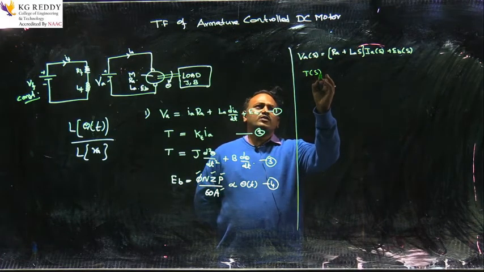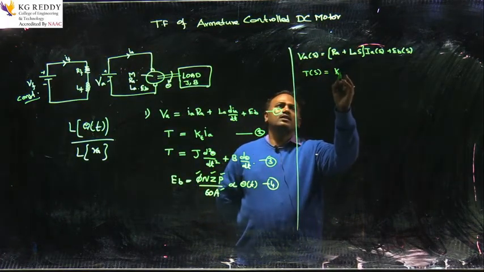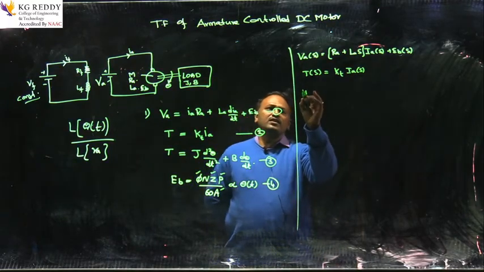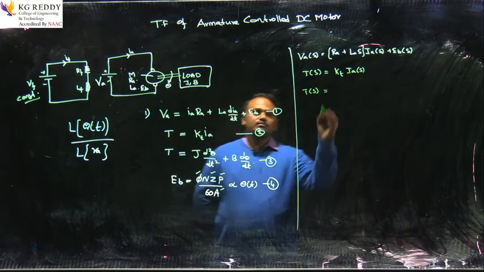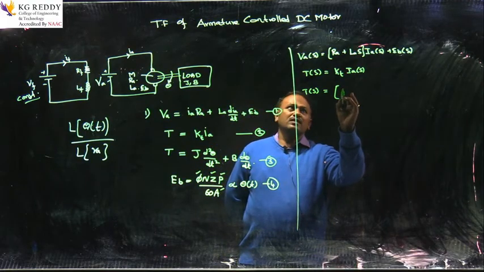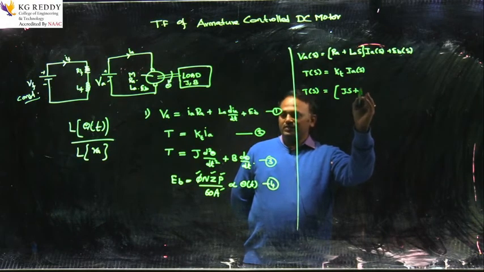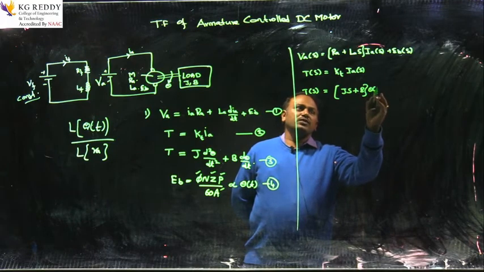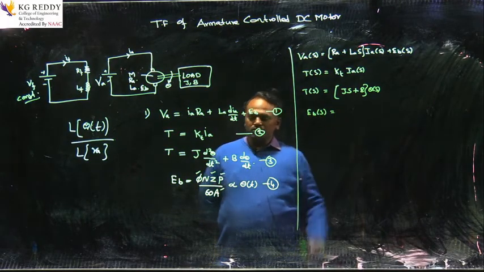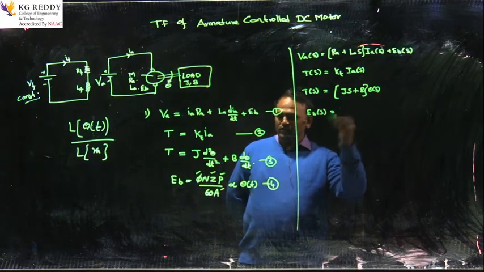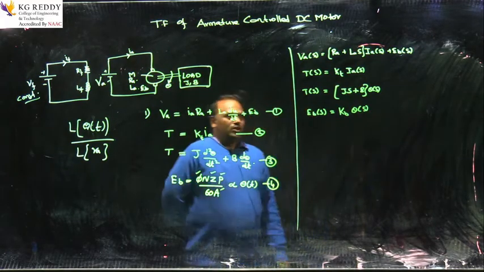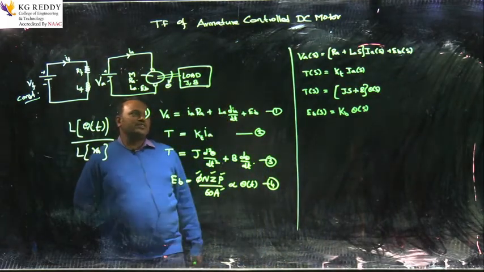Similarly, equation number 2, when converted into S domain, becomes Kt into I of S. In a similar way, for the mechanical system equation, again taking theta of S common, it becomes J into S plus B, into theta of S. And the final back EMF equation, E B of S, is equal to, taking out the proportionality constant, Kb into theta of S. So, all my characteristic equations governing the electromechanical system are now converted into S domain.